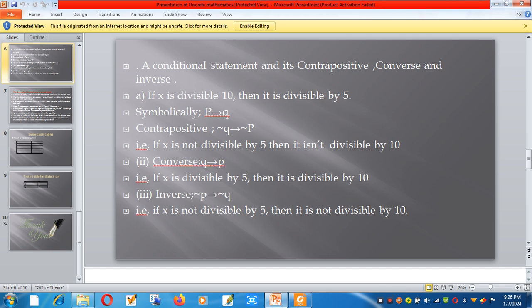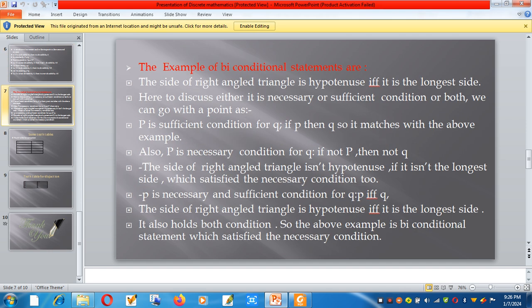Now next, truth table for disjunction, or. If P and Q are true, it is true. If P is true and Q is false, it is true. If P is false and Q is true, it is true. And if both P and Q are false, then it is false.